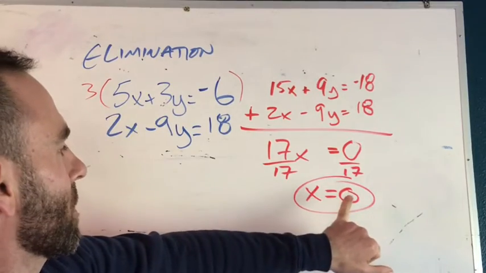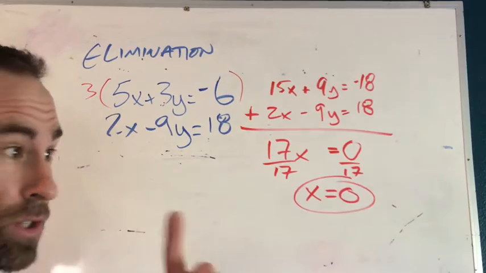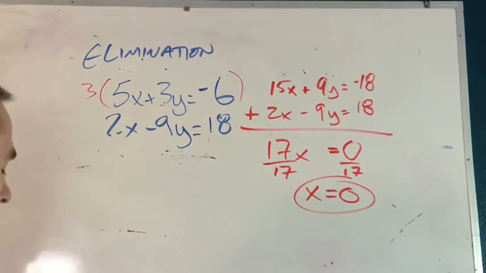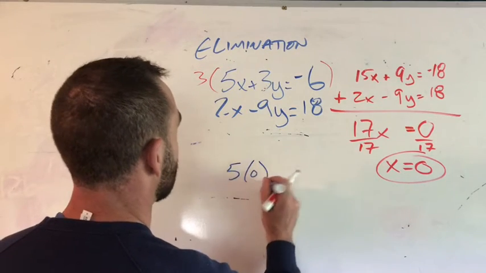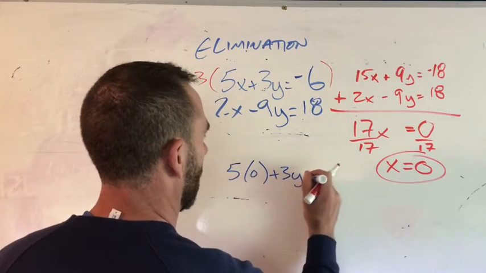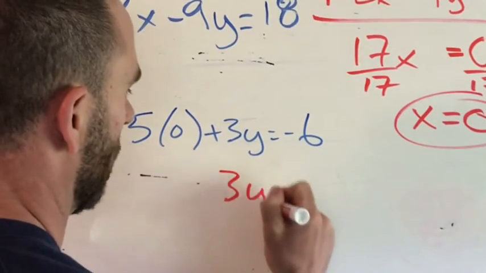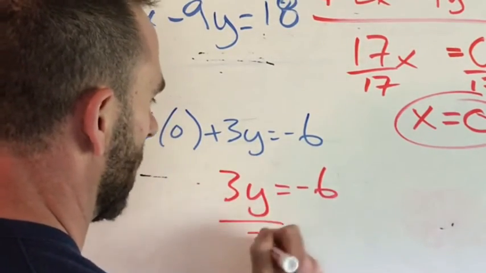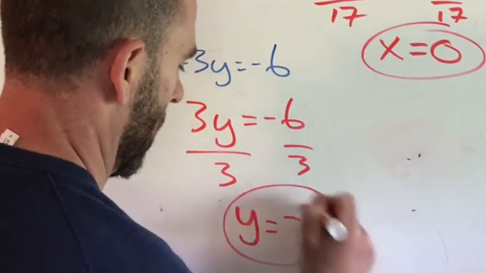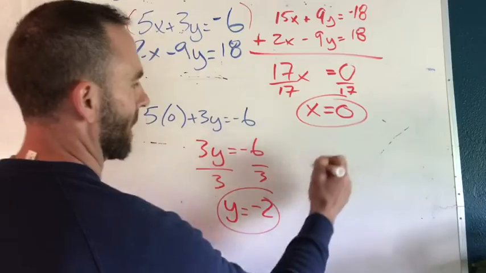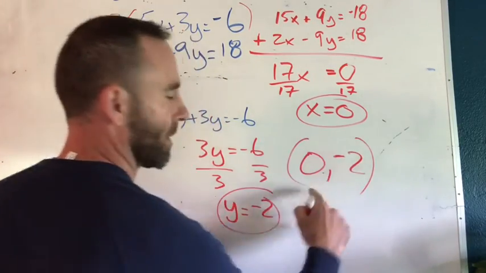So now what I'm going to do is I'm going to take my 0, and I'm going to take it back up here, and just use one of those equations to solve for y. So I'm just going to take the top one, 5 times 0 plus 3y equals negative 6. 5 times 0 is 0. 3y equals negative 6. Divide both sides by 3, and I get y equals negative 2. So if y is negative 2 and x is 0, that is my final answer.